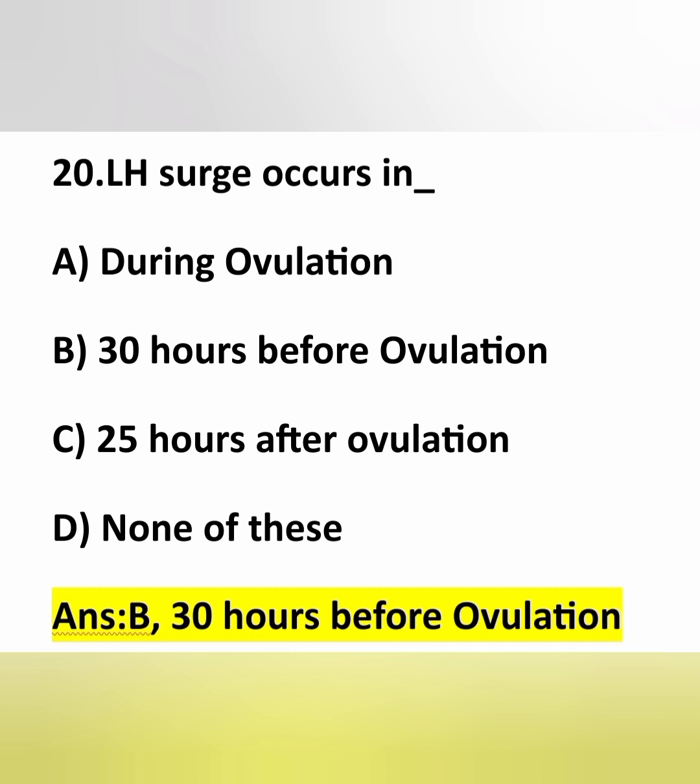In the bloodstream, the peak level of luteinizing hormone occurs 10 to 12 hours before ovulation. This is also a very important point. The LH surge occurs 32 to 36 hours before ovulation, and the peak level of LH occurs 10 to 12 hours before ovulation.